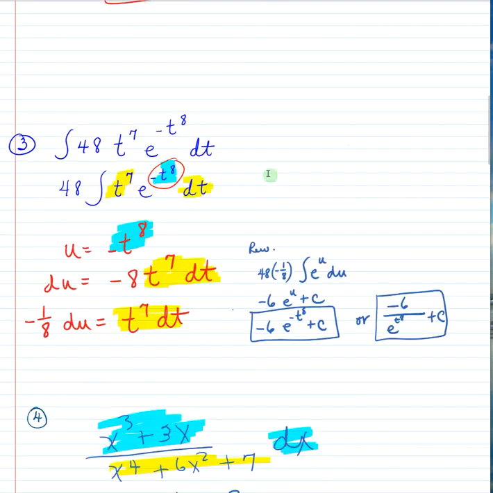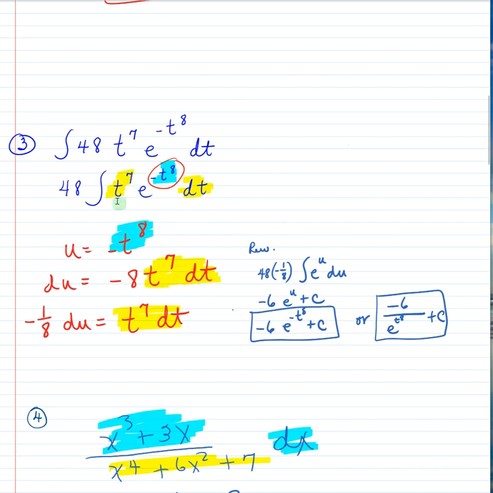All right, now number 3, we encounter something a little bit different. We have the integral of 48 t to the 7th e to the negative t to the 8th dt. So the first thing I would do is to pull this 48 through. So when I rewrite that, I've got that. All right, remember we talked about letting u be the exponent on e when it's something like this. So if u is negative t to the 8th, and you take the derivative of that, you get negative 8 t to the 7th dt.